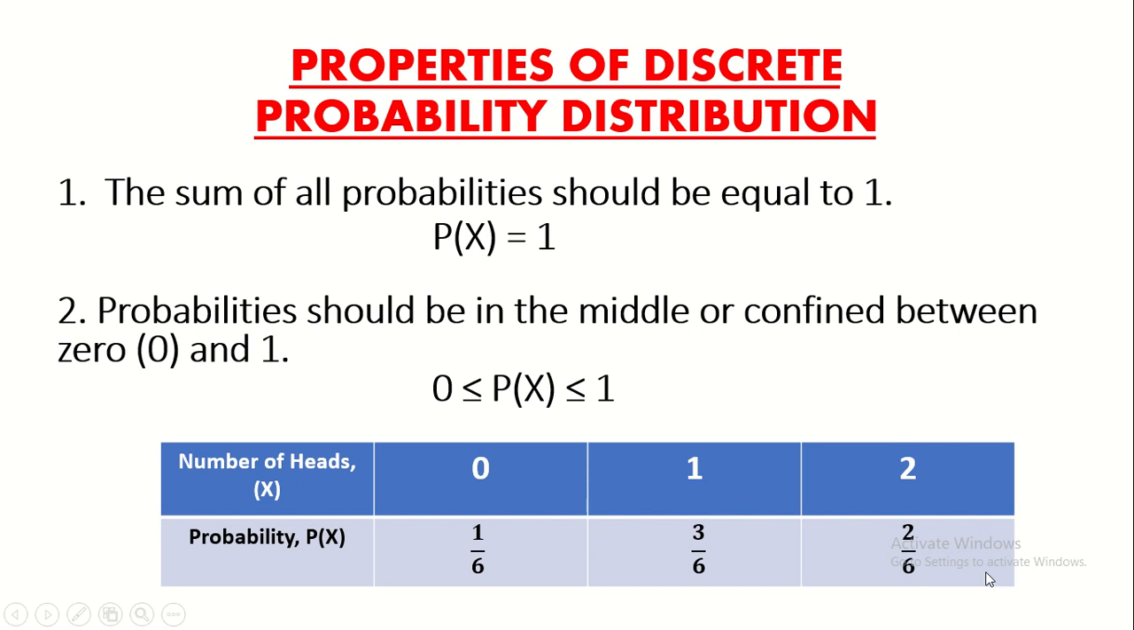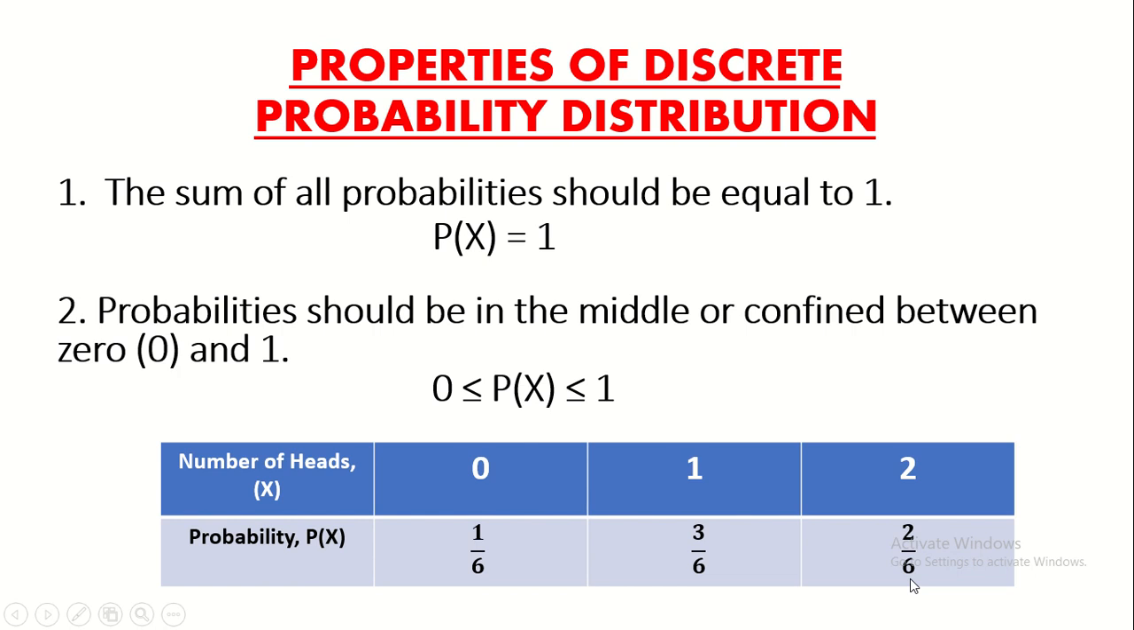Diba? Kung ang numerator mo at denominator ay magkatulad, that is equal to 1. Halimbawa, 2 over 2 or 2 divided by 2, that is 1. So, again, the sum of all probabilities should be equal to 1. So, 1 plus 3 plus 2, that is 6, over 6, that is equal to 1.